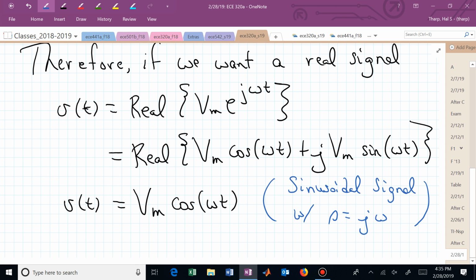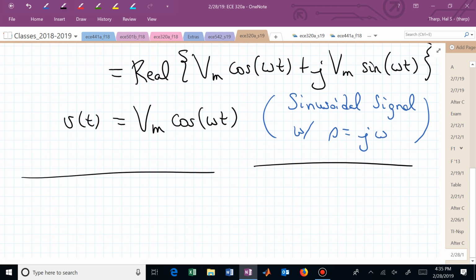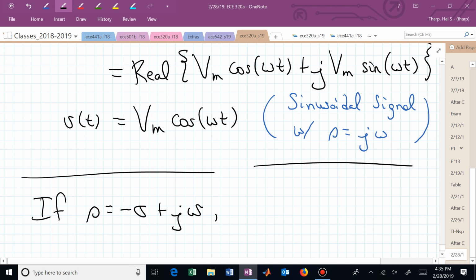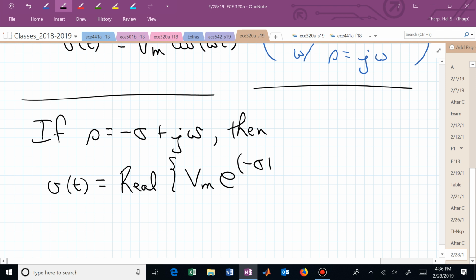So we've looked at when s is equal to 0. We've looked at when s is some point on the imaginary axis. Let's now go to the other possibility. Let's say what happens when s is equal to minus sigma plus j omega. Using the same thinking, if we want to isolate on the real component of this complex exponential, we would say, oh, the real part of v sub m e to the minus sigma plus j omega times t.